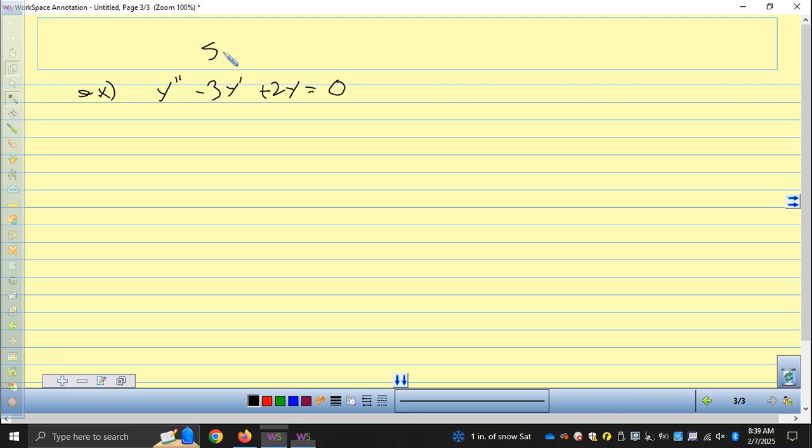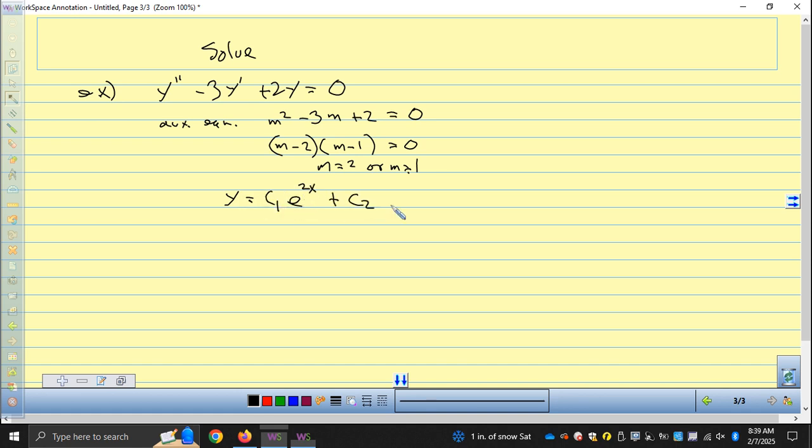And we want to solve this linear homogeneous second order differential equation with constant coefficients. Our auxiliary equation is m squared minus 3m plus 2 equals 0. This is a nice auxiliary equation because we can factor it. So this tells us m equals 2 or m equals 1. And our solution is y equals c1 e to the 2x plus c2 e to the x.